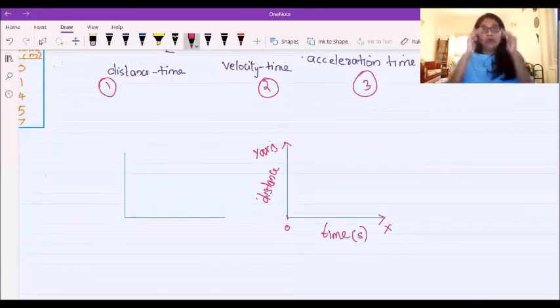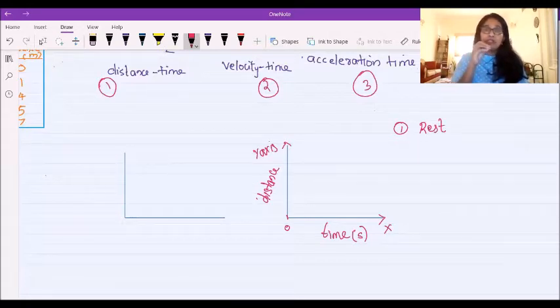So I am going to take the distance time graph in three different sections. The first one, the object is at rest. The second one, when the object is in uniform motion. The third one, when the object is in non-uniform motion. Okay, so let's take the first one, when the object is at rest. Now the object is at rest.